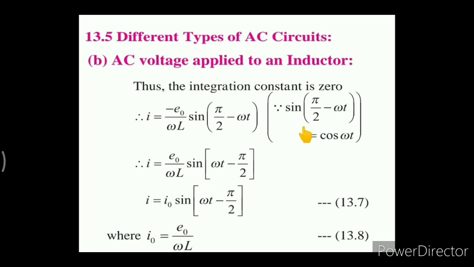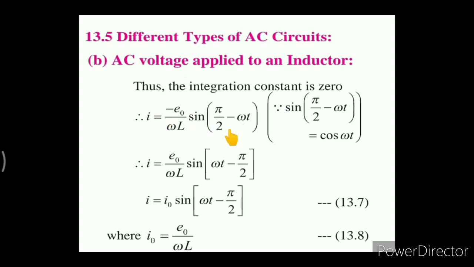And as cos omega t is nothing but sin pi by 2 minus omega t, as we are taking the general equation, cos theta is equal to sin pi by 2 minus theta. So here as the angle theta is omega t, we can write cos omega t is equal to sin pi by 2 minus omega t. So we can write I is equal to minus E0 upon omega L into, instead of cos omega t, we have to write sin pi by 2 minus omega t.